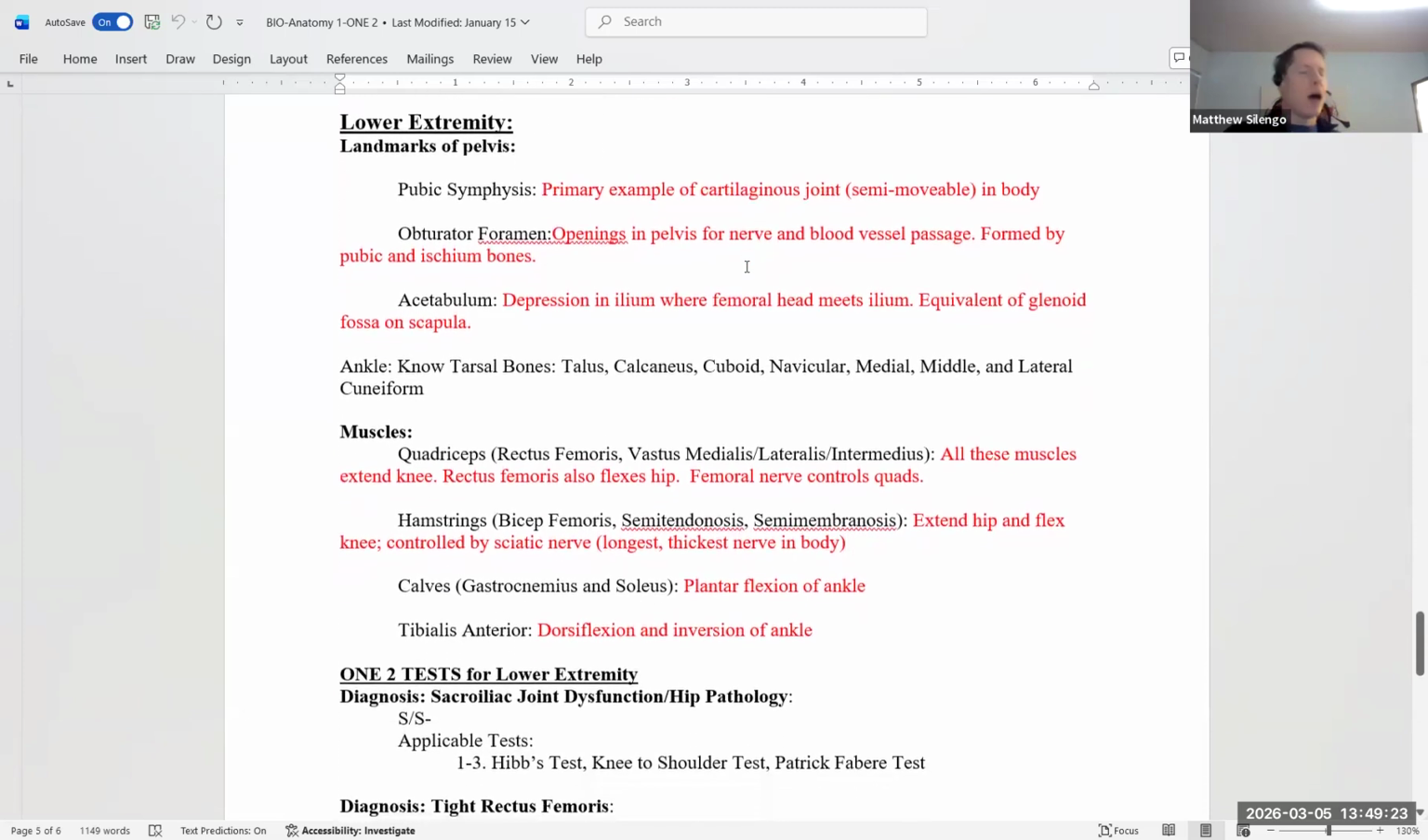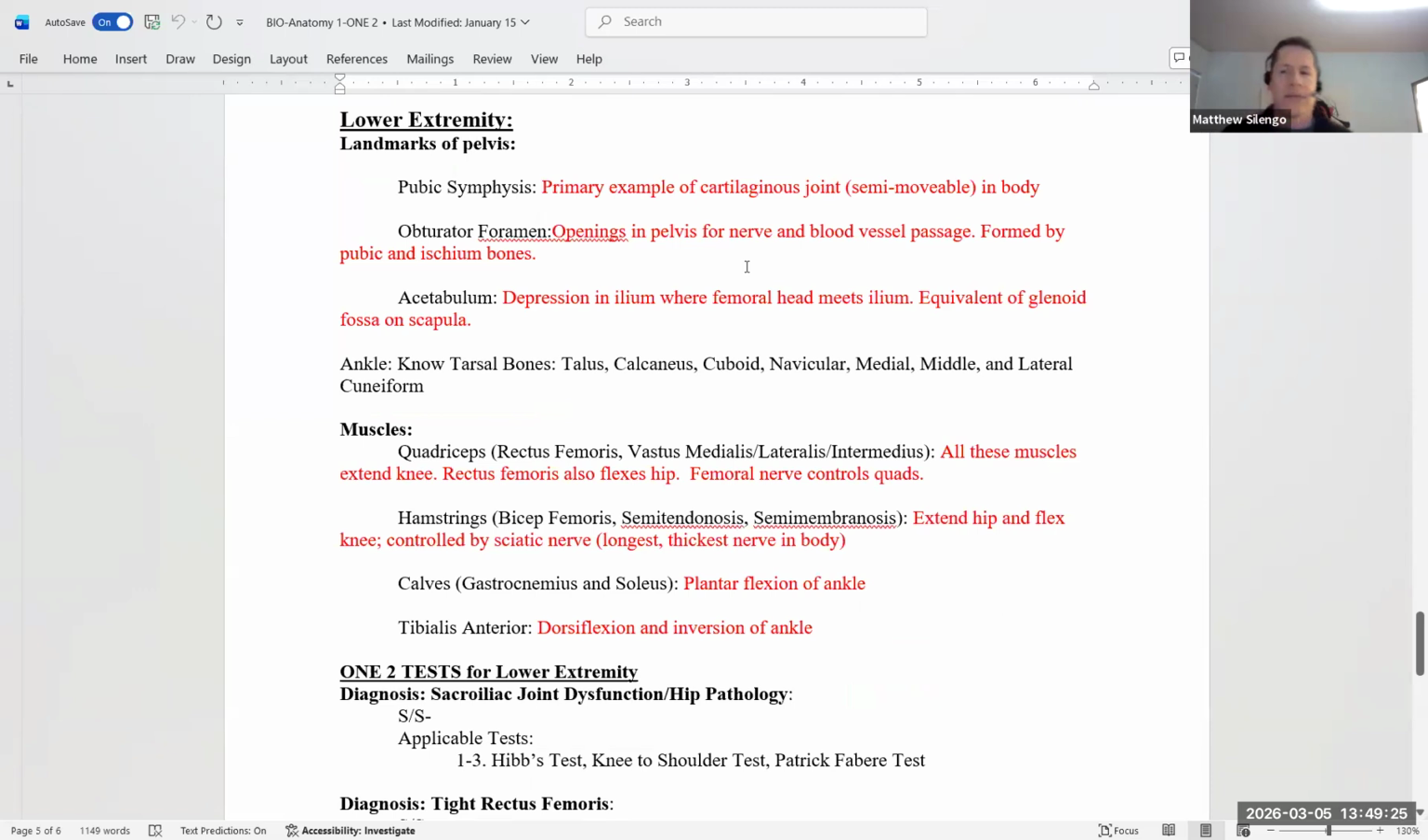So that covers a lot of the upper extremity stuff. The person that's here, any questions on anything before we go into the lower extremity? All right, well, then going into the lower extremity.